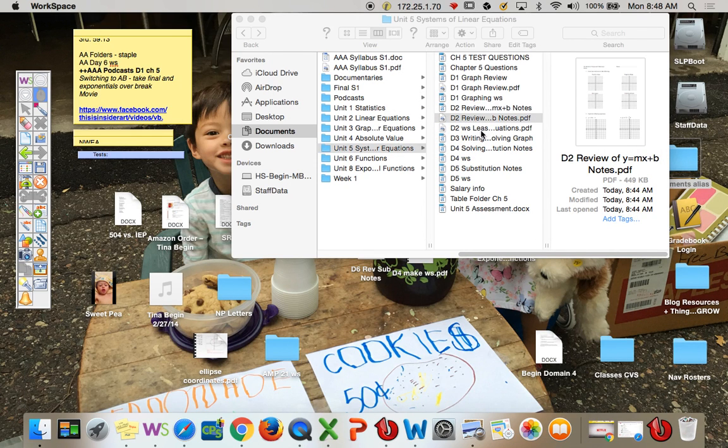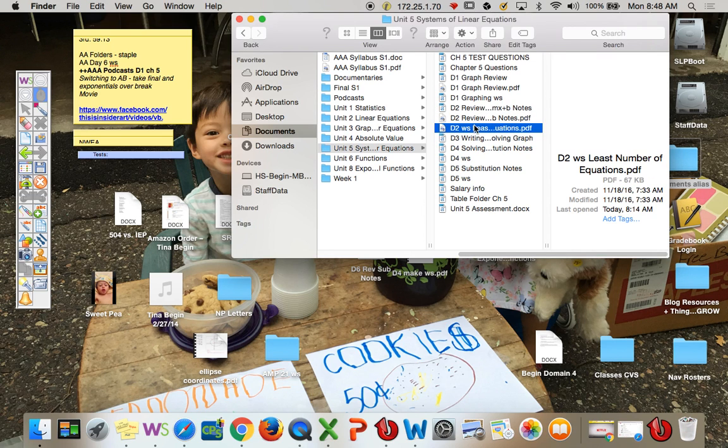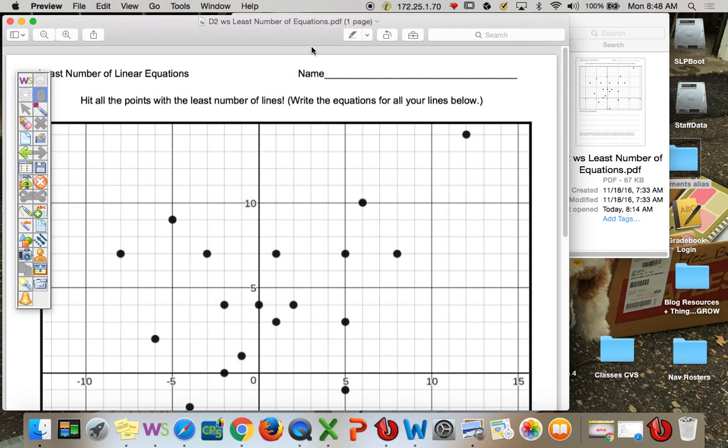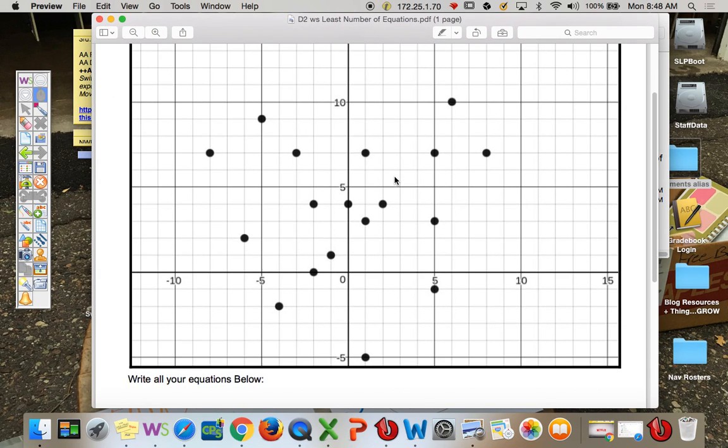So your assignment today is you're going to take a look at, I can show you here, a bunch of dots on a line, and you're going to see if you can write the equations of lines so that you have the least amount of equations that hit all your number of points. So it'll practice our slope and our y-intercept in writing equations of lines.